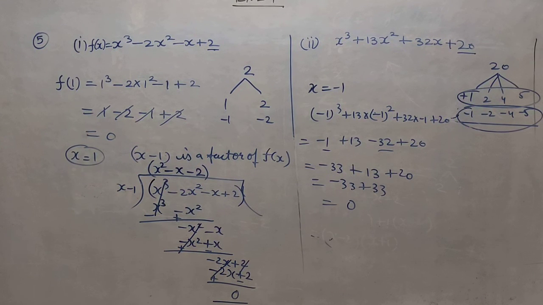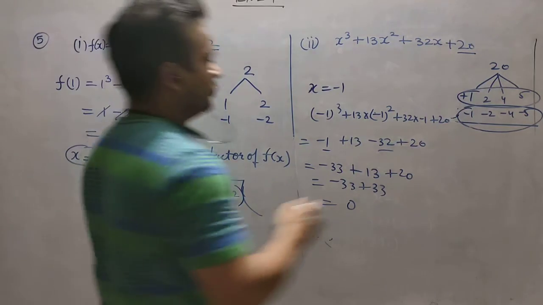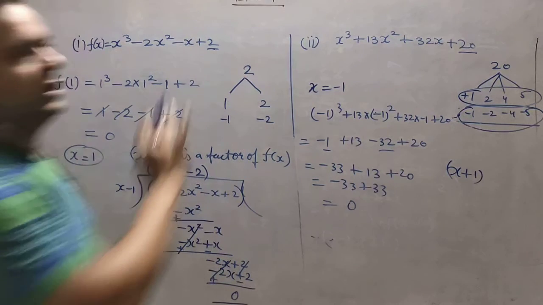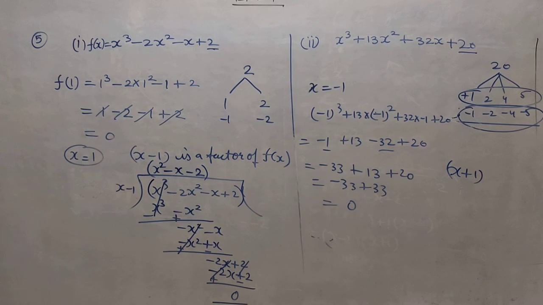So if it is 0, then we can say that x plus 1 is a factor of this polynomial, right? So now x plus 1 will divide this cubic polynomial, and definitely you will get the other two factors by the middle term splitting in the quadratic polynomial, right? So this is question number 5, first and second part.